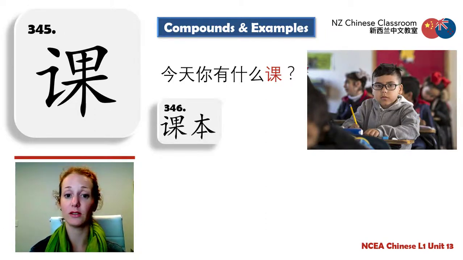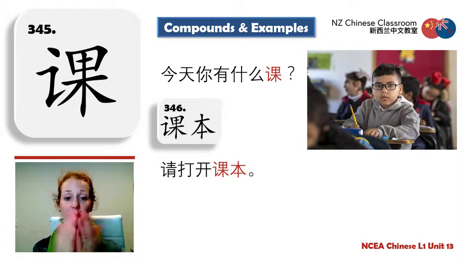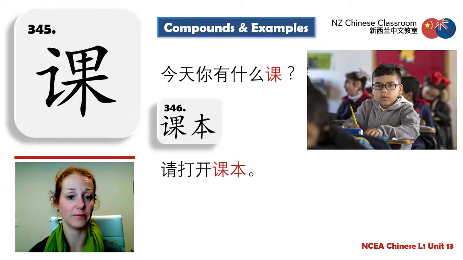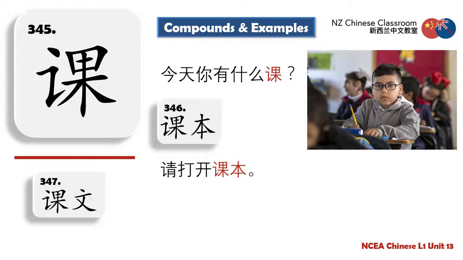课本. So remember, 本 is a measure word for books. So a class kind of book is a textbook. 请打开课本. You might have heard this before. Please open your book, your textbook. 课文, 文是什么? Language. So the language of the class is a text. So you're reading a text. 大家一起看课文. They all look at the text together.